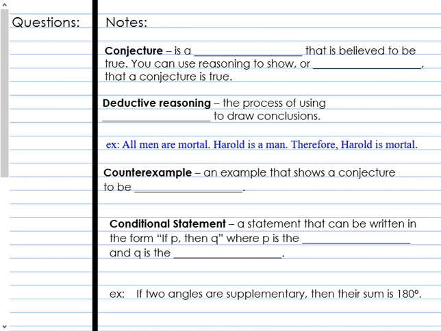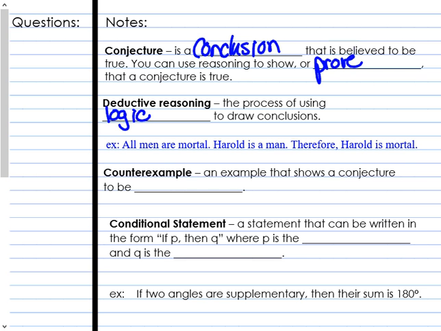Conjecture. A conjecture is a conclusion that is believed to be true. We use reasoning to show, or to prove, that a conjecture is true. So in your science class, you probably talked about deductive reasoning. And deductive reasoning is the process of using logic to draw conclusions.